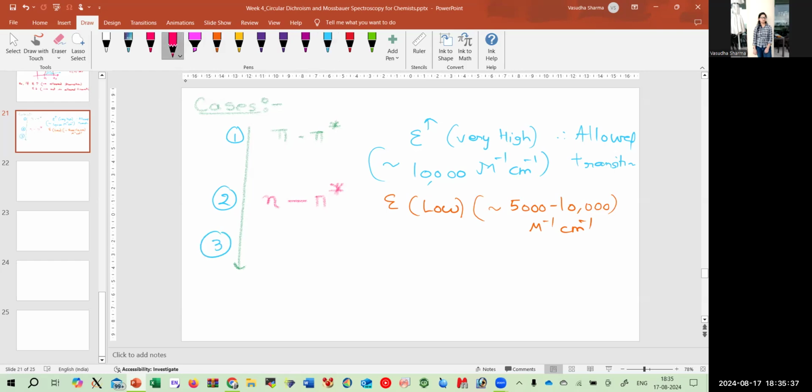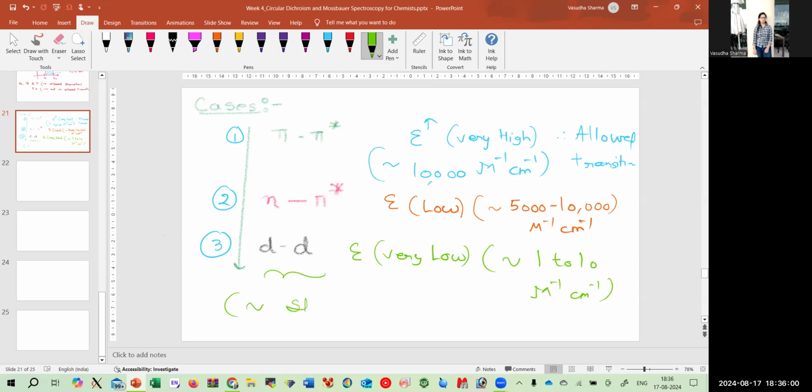And the third that we have is the d-d transition, where we know that epsilon is very low. It is in the range of 1 to 10 molar inverse centimeter inverse. So it approximately becomes spin forbidden, say in case of Mn2+. It is a d5 high spin, so it's a d to d transition.